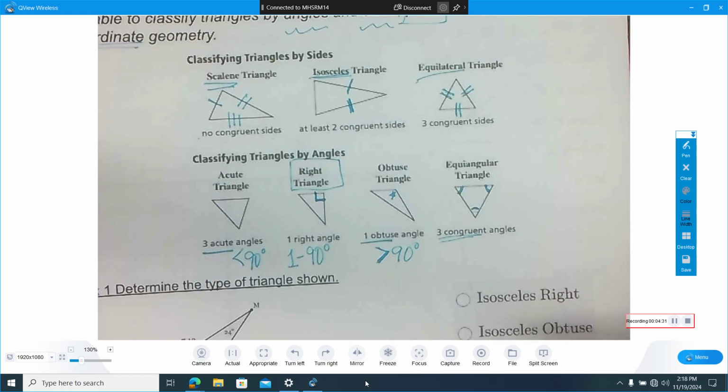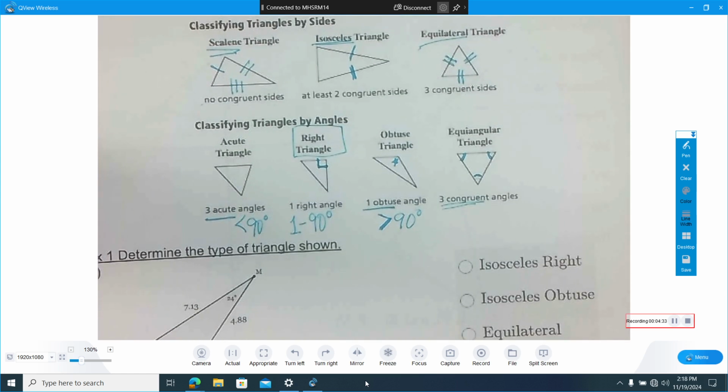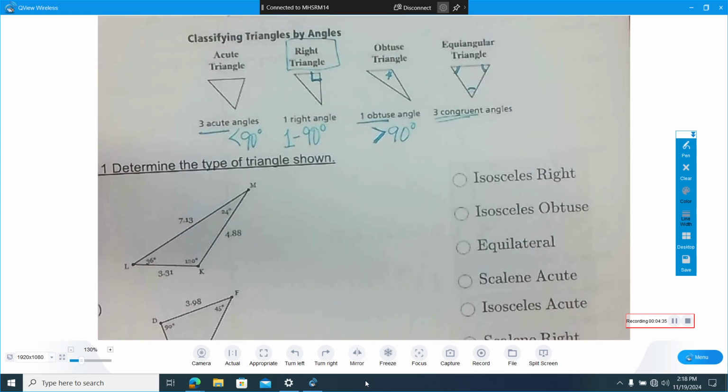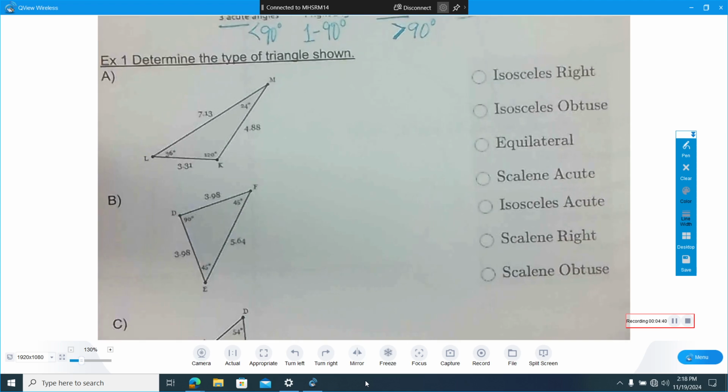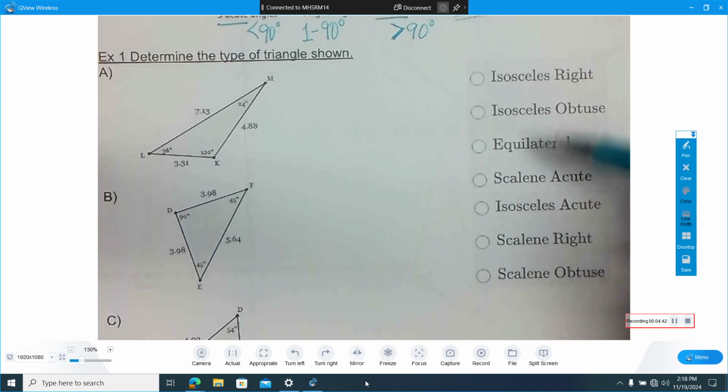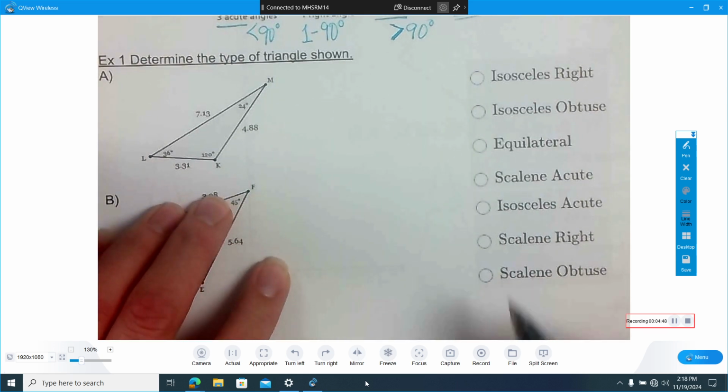Okay, so we have example 1 here. Determine the types of triangles shown. And in Delta Math, they give us some lovely little triangles to look at. And these are all the options. You can see they get pretty specific as to which one we have. So we need to look at the sides and the angles.